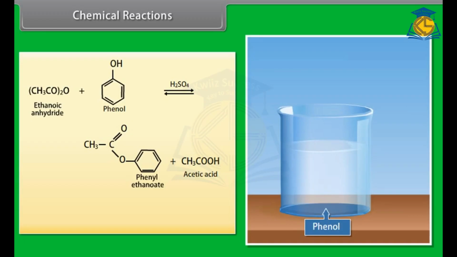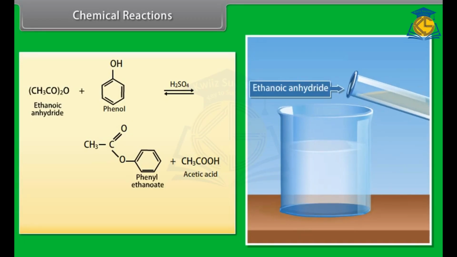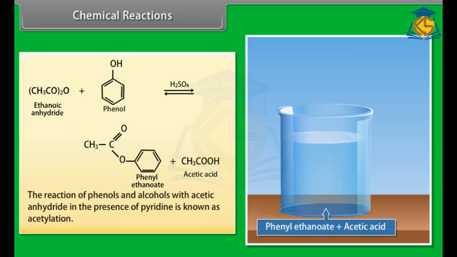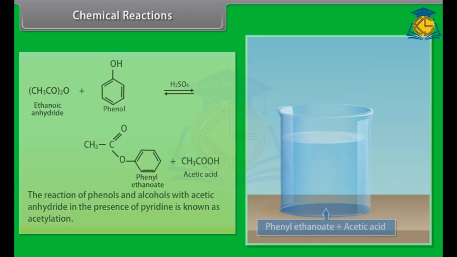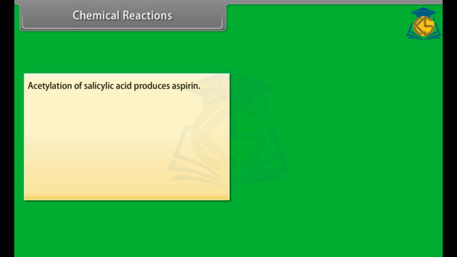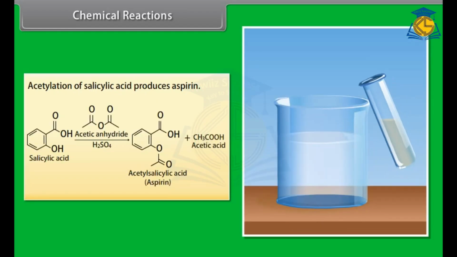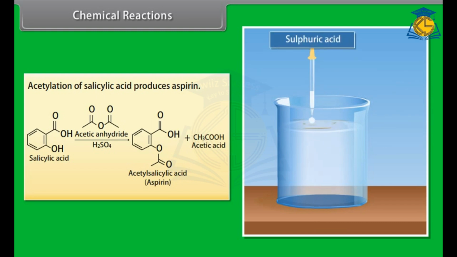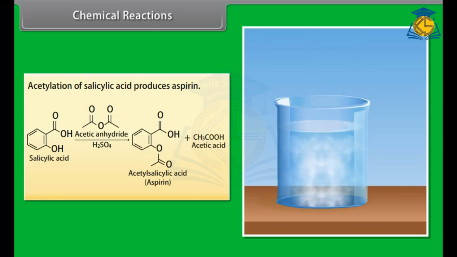Ethanoic anhydride reacts with phenol in the presence of sulfuric acid to form phenyl ethanoate and acetic acid. The reaction of phenols and alcohols with acetic anhydride in the presence of pyridine is known as acetylation. Acetylation of salicylic acid produces aspirin. Acetic anhydride reacts with salicylic acid in the presence of sulfuric acid to form acetylsalicylic acid, or aspirin, and acetic acid.